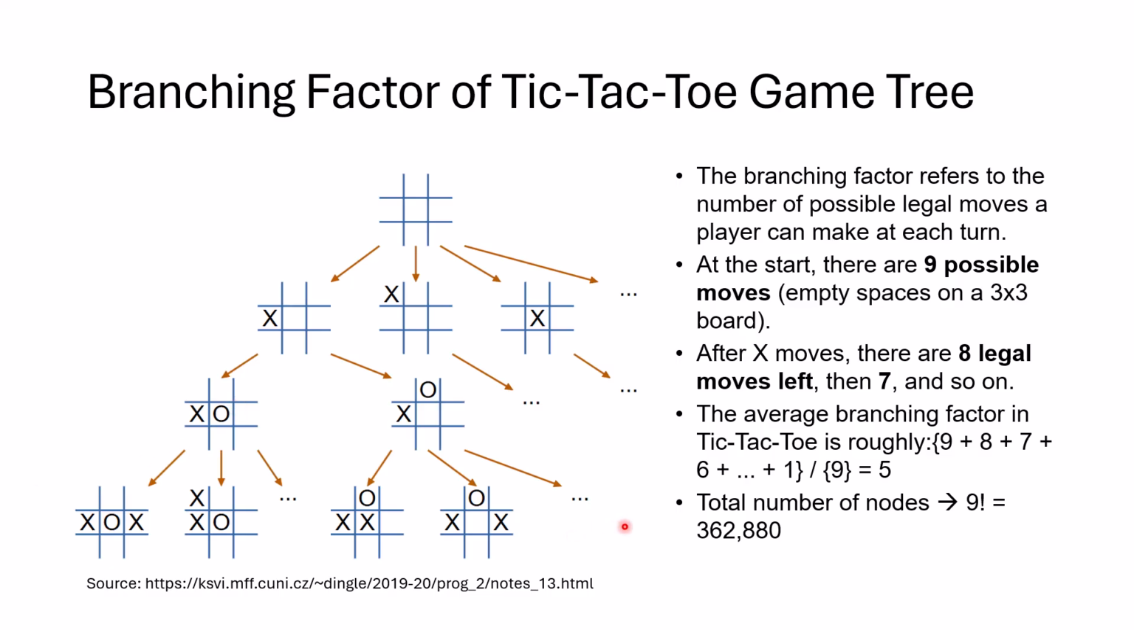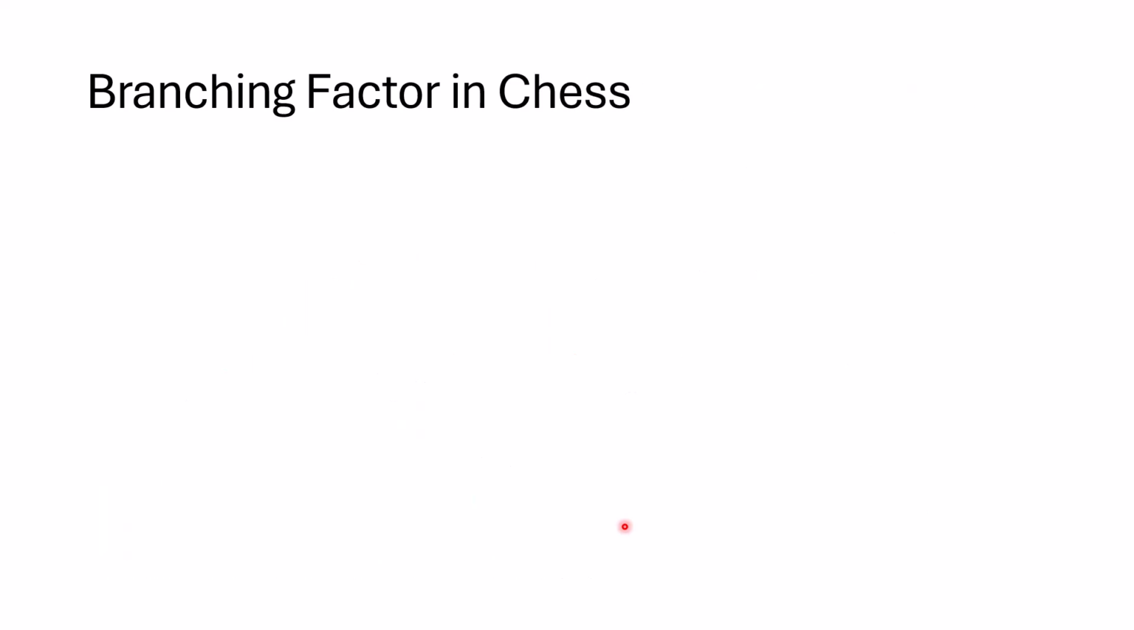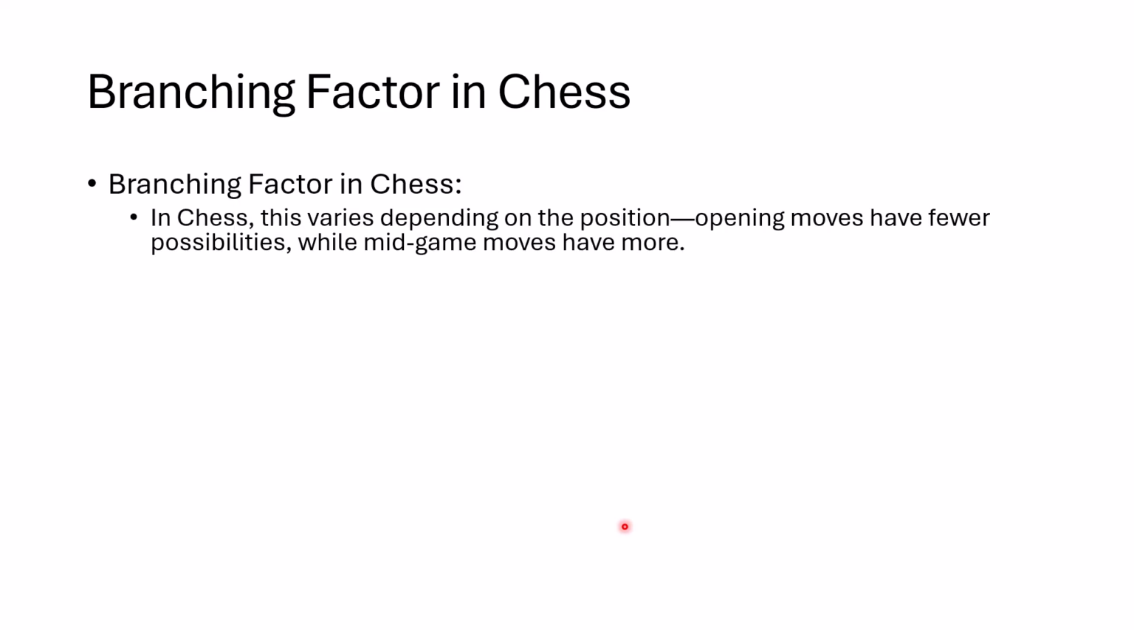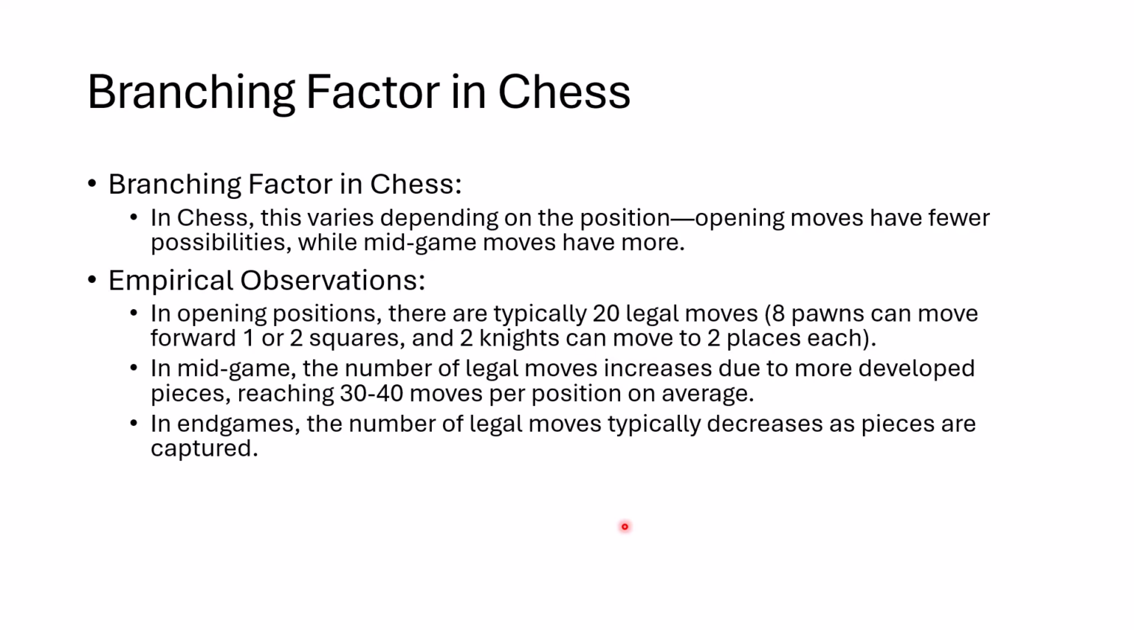So let's move on. Now we want to see the branching factor for another 2-person turn-taking game, which is chess. Right? So what do you think about chess? This is more difficult. In chess, the branching factor varies depending on the position, right? Opening moves have fewer possibilities, while mid-game moves have much more. And again, at the end game, you have less. So let's see. In the opening position, there are typically 20 legal moves, okay? Like 8 pawns can move forward 1 or 2 squares. And 2 knights can move to 2 places each. So that's around 20 legal moves.